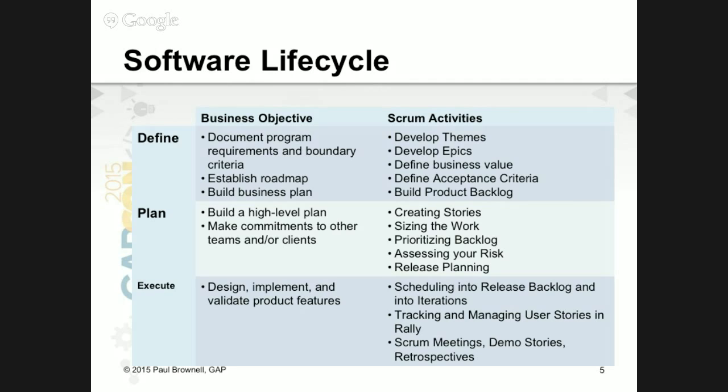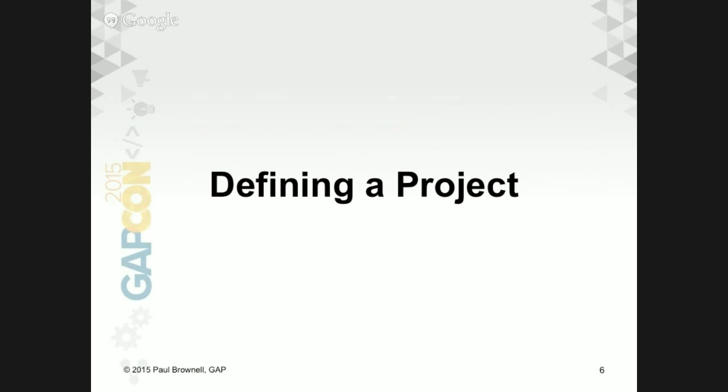And then in execution, it's about building the product. So those two sort of come together. And on the business side, it's making sure that you have the right product. On the software side, it's building the product and building a good quality product. So we'll talk about defining a project first.